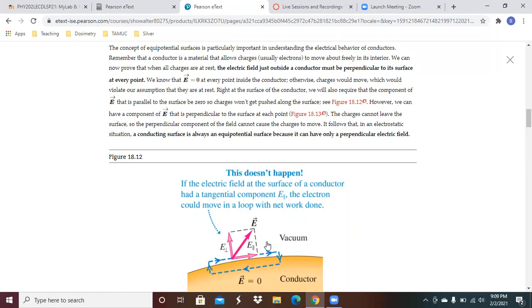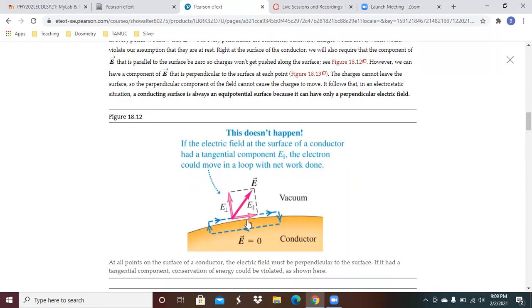We know that the electric field is equal to zero at every point inside the conductor, otherwise charges would move, which would violate the assumption that they are at rest. Right at the surface of the conductor, we will also require that the component of E that is parallel to the surface be zero, so charges don't get pushed along on the surface.